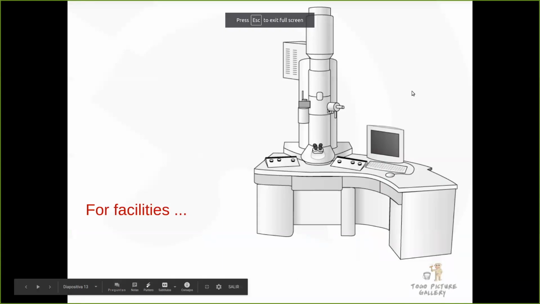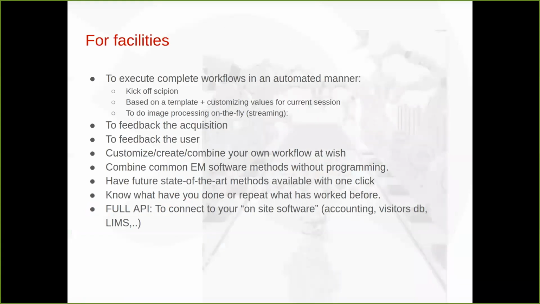Now I'm going to talk about Scipion from a facilities point of view. This would be a list of features that might be useful for a facility. You can execute complete workflows in an automated manner, so you can have your template there. You can run this one day after one day. If your workflow doesn't require user intervention, then at least the first step of the workflow can be more or less automated.